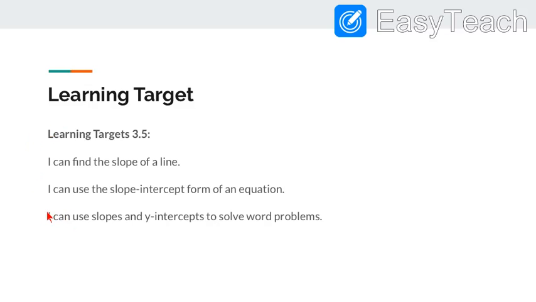Our learning targets for today are that we have to be able to know how to find the slope of a line. The second thing we're going to do is talk about how we use slope-intercept form of an equation. And then we'll use slopes and y-intercepts to solve word problems. You've done slopes a lot in the past, so some of this might seem like a little bit of a review, which is good.